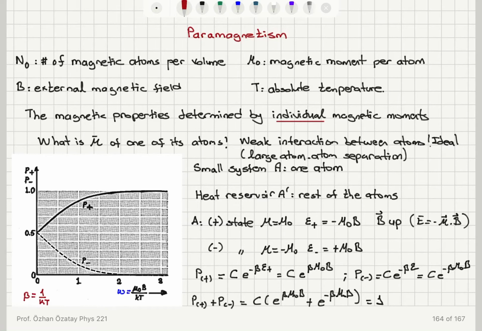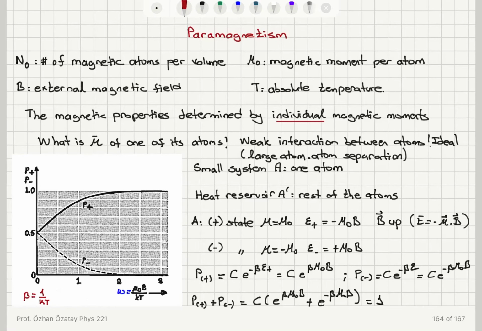So if you consider a single atom, it can have a plus mu 0 or minus mu 0 magnetic moment, with corresponding energies minus mu 0 B and plus mu 0 B, because the energy of a magnetic moment in a magnetic field B is minus mu dot product with B. The probability of having a positive moment is C times e to the minus beta energy of that state, which is minus mu 0 B, so it becomes C times e to the plus beta mu 0 B, and for the other case we have e to the minus beta mu 0 B.